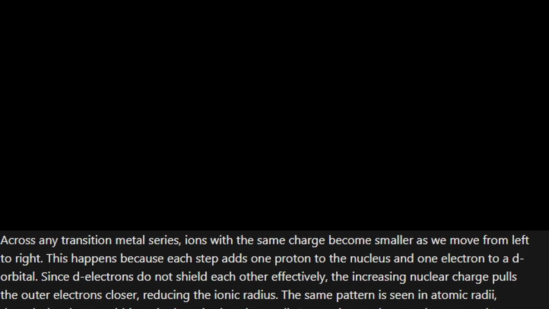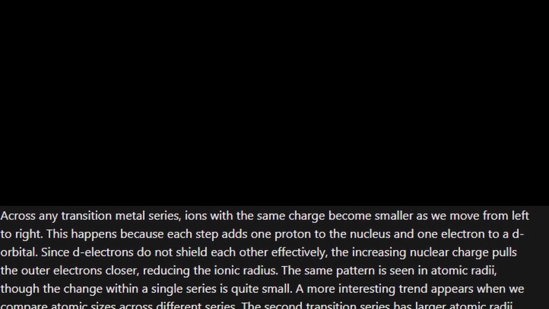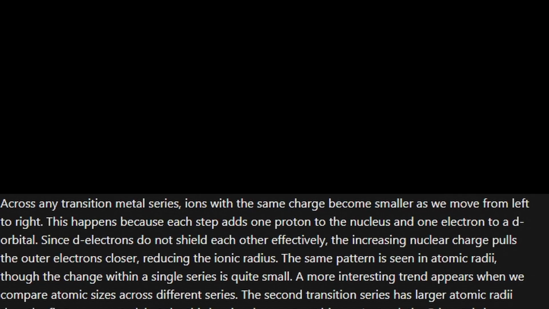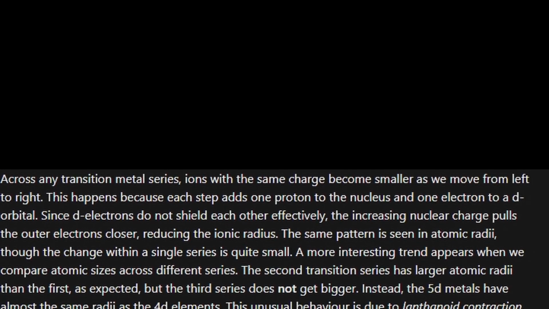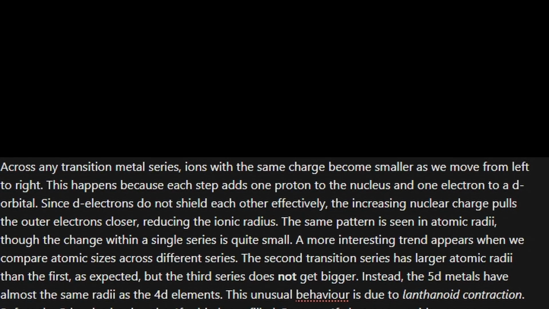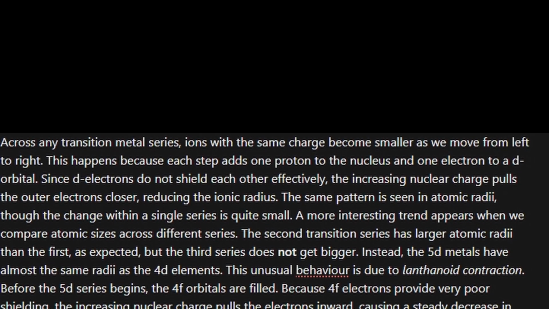Across any transition metal series, ions with the same charge become smaller as we move from left to right. This happens because each step adds one proton to the nucleus and one electron to a D orbital. Since D electrons do not shield each other effectively, the increasing nuclear charge pulls the outer electrons closer, reducing the ionic radius. The same pattern is seen in atomic radii, though the change within a single series is quite small.